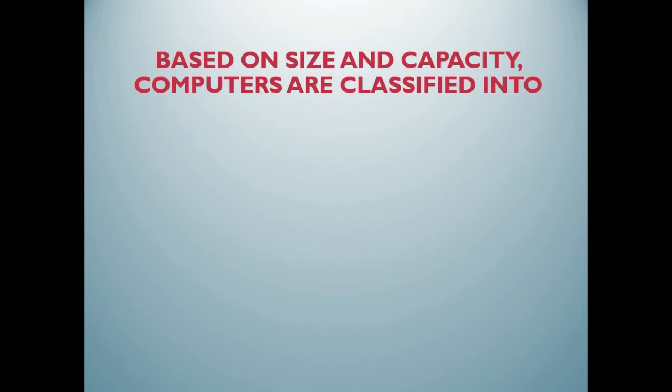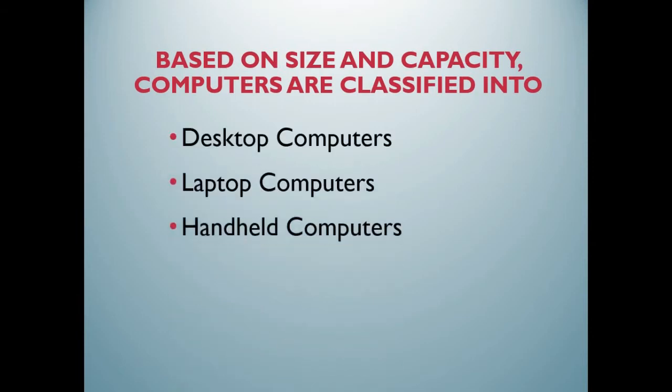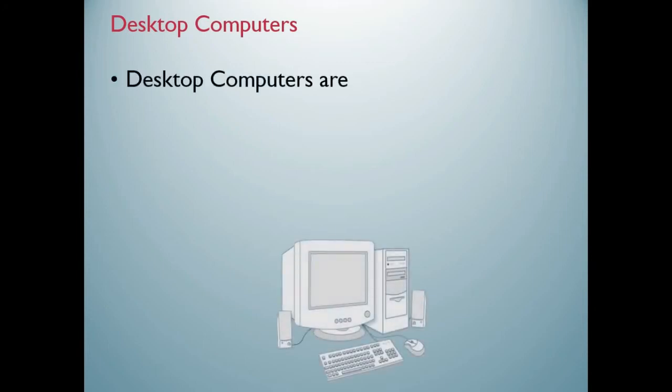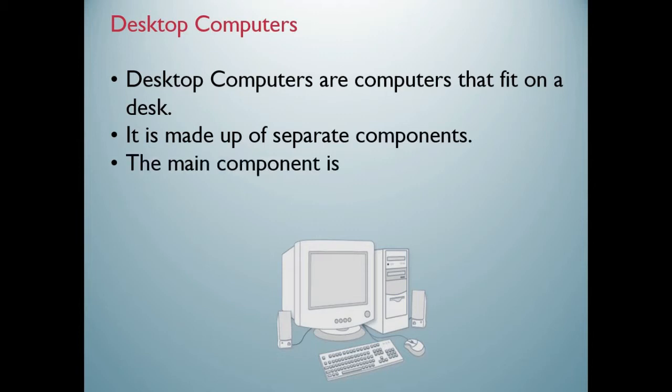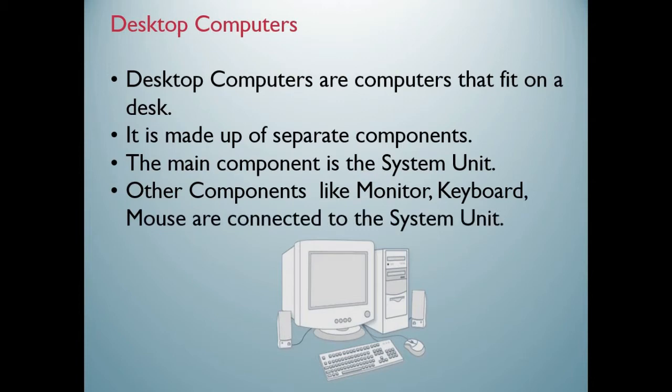Next, based on size and capacity, computers are classified into desktop computers, laptop computers, handheld computers and tablet PC. First, desktop computers. Desktop computers are computers that fit on a desk. They are made up of separate components. The main component is the CPU, or system unit. All other components like monitor, keyboard and mouse are connected to the system unit.